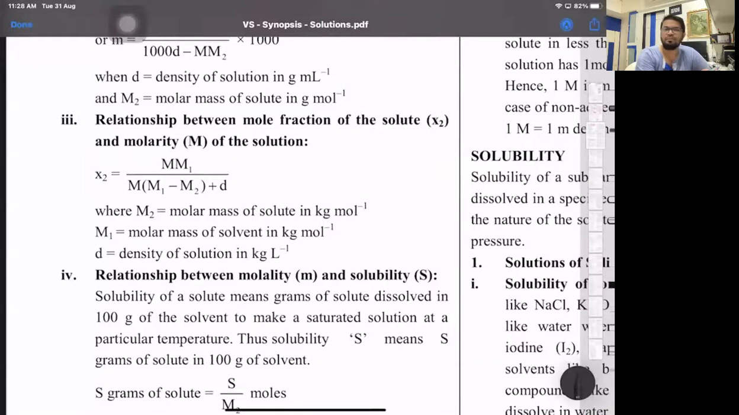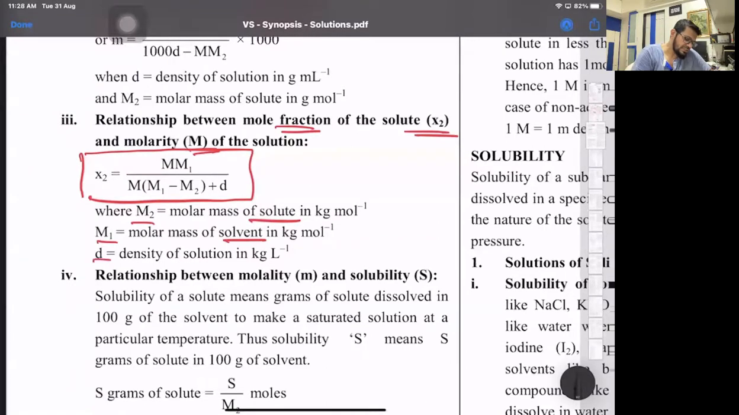Same way, relationship between mole fraction of the solute, that is X2, and molarity, capital M. Mole fraction X2 and molarity M. So X2 is M into M1. Again, M1 is the molar mass of solvent, M2 molar mass of solute. So X2 is M into M1 upon M, that is the molarity, into M1 minus M2 plus density. So M2 mass of solute, M1 mass of solvent, and D is its density.